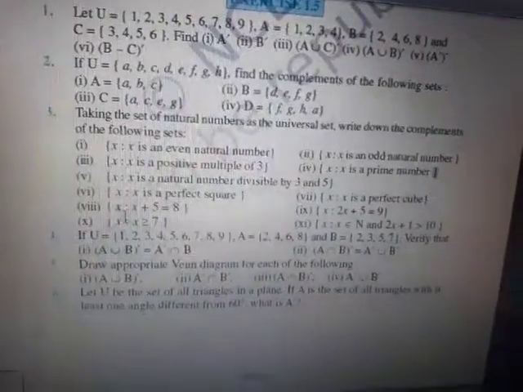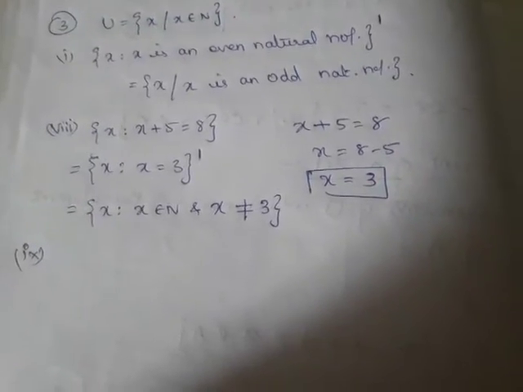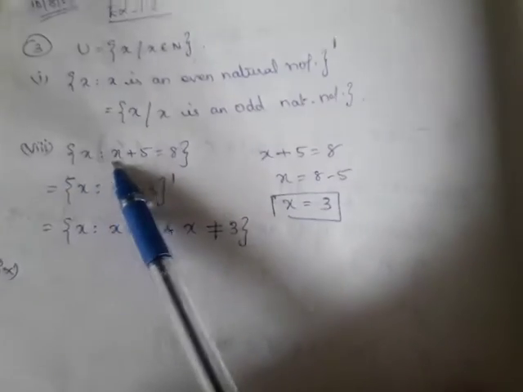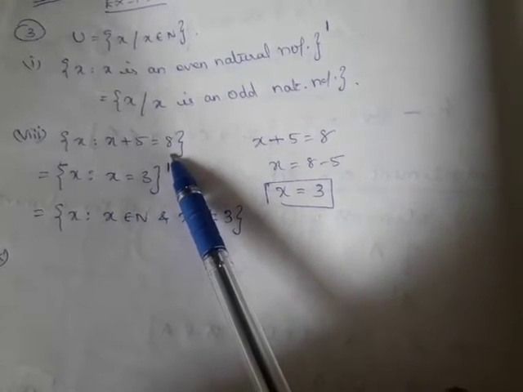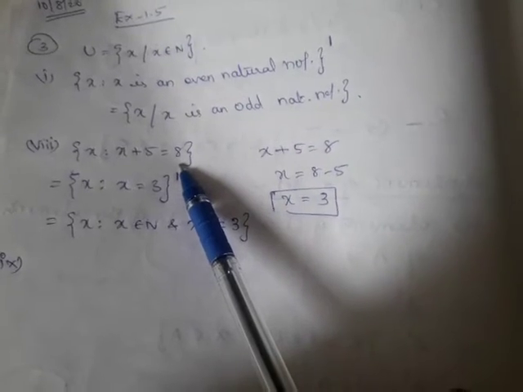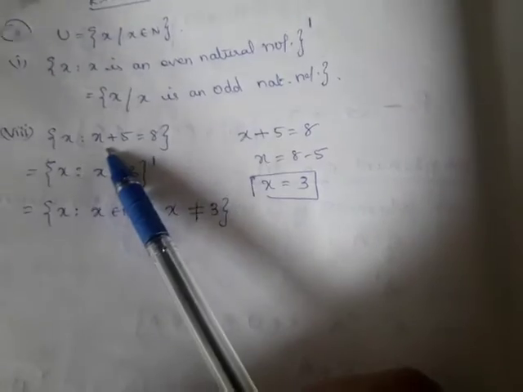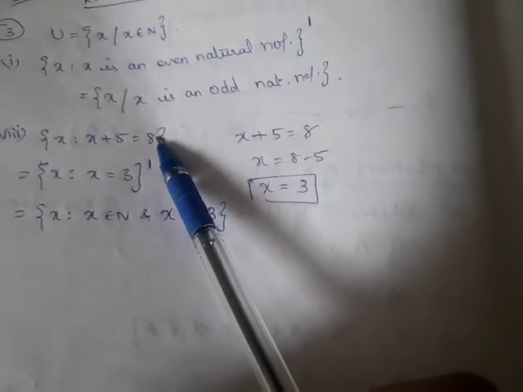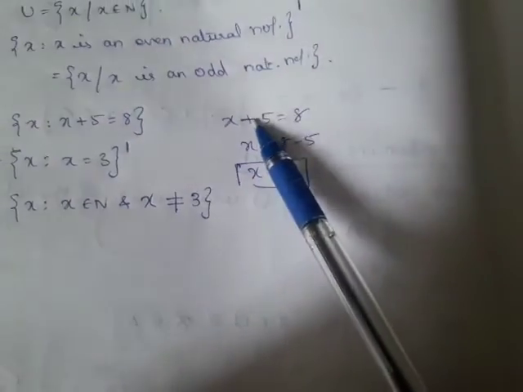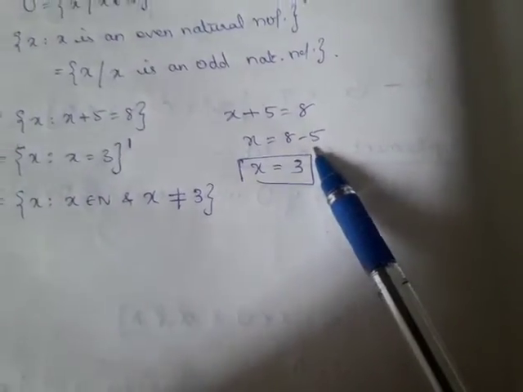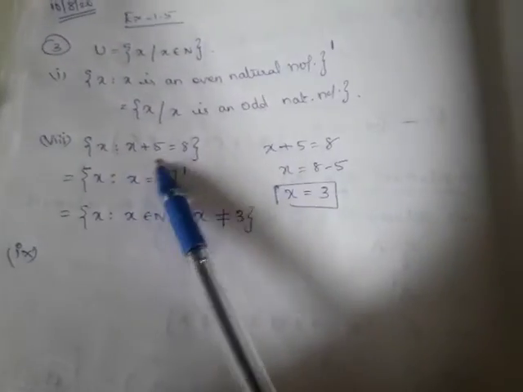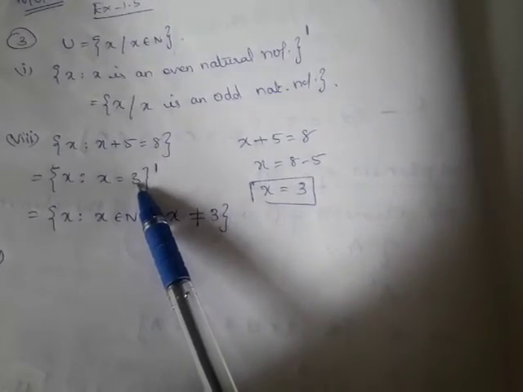Now we will see question number 8. The 8th question, a set of all x such that x plus 5 is equal to 8. Before finding the complement, we should know what are all the elements that are there in that given set. So since it is given as a linear equation, first we will find what is that element. So x plus 5 equal to 8 means x is equal to, bring this 5 to the other side, so it will become 8 minus 5, so x is 3. So the set consists of only the element 3.